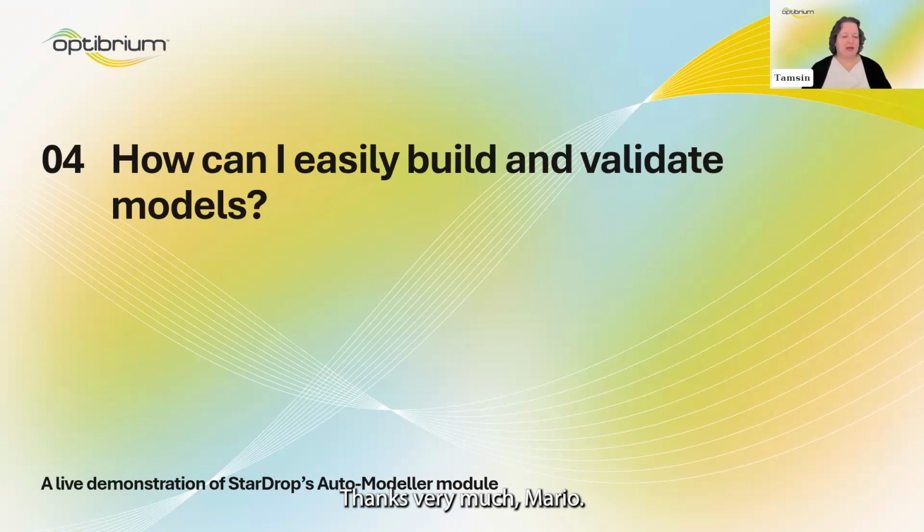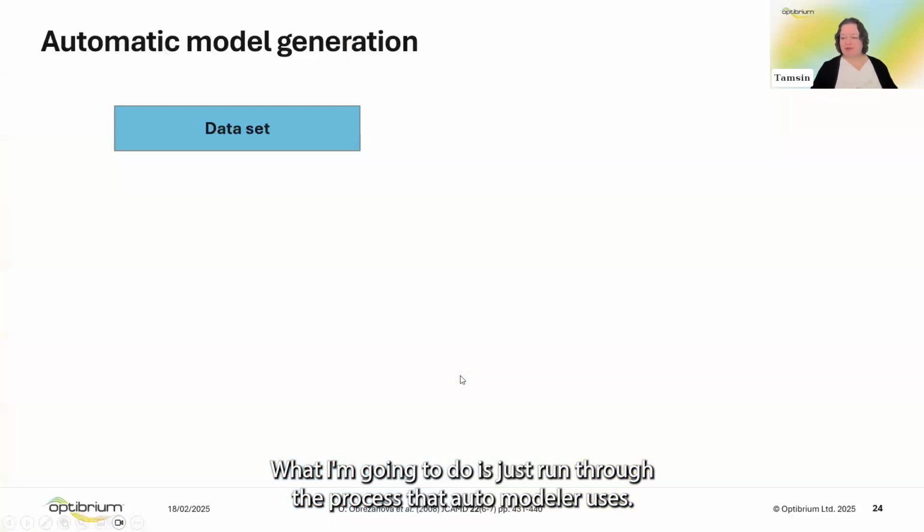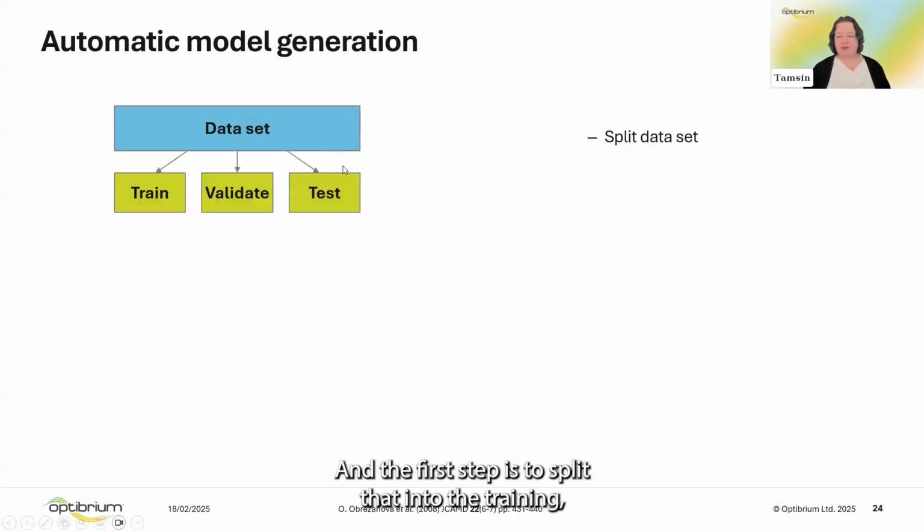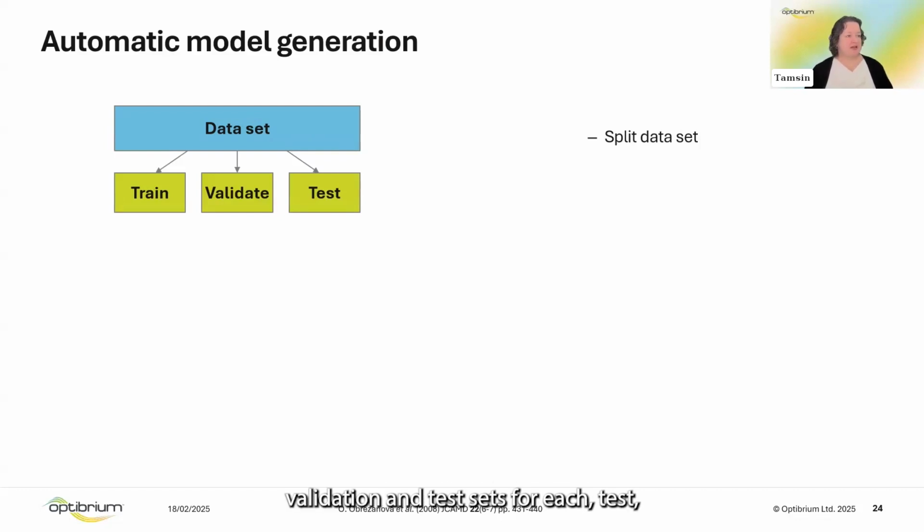Thanks very much, Mario. And so in this next section of today's webinar, we're going to go through a short demo of StarDrop's Auto Modeler, which will show how in StarDrop you can very easily build and validate your own models. What I'm going to do is just run through the process that Auto Modeler uses. So this is very much as Mario was talking about, where we start with a data set, and the first step is to split that into the training, validation, and test sets.